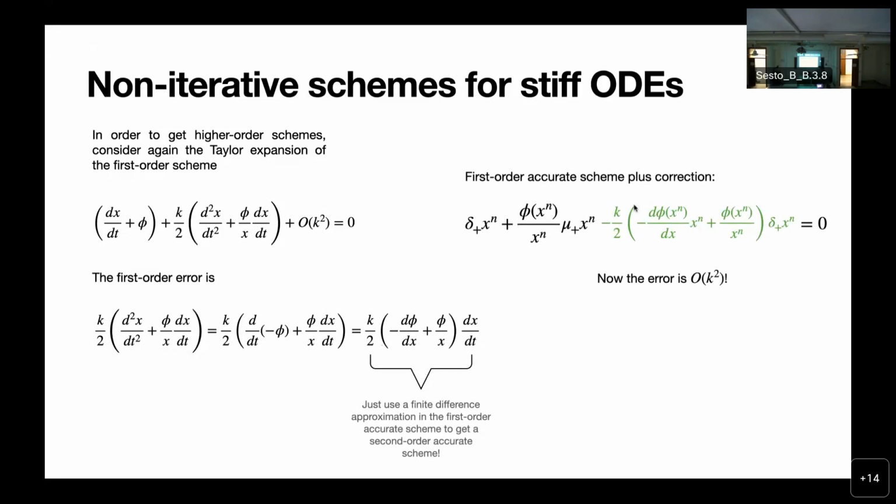And you see that now this correction is proportional to delta plus x, so that in fact you can collect delta plus x and have a correction factor multiplying it. But now if you run the scheme, you know that the error is going to be proportional to k squared, so we managed to construct a scheme that is higher accurate.